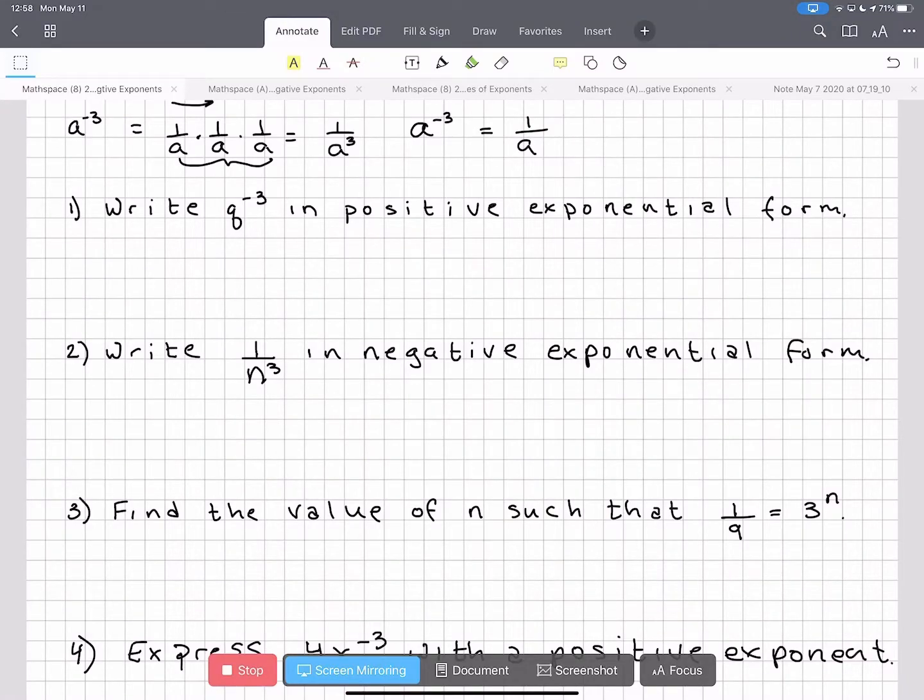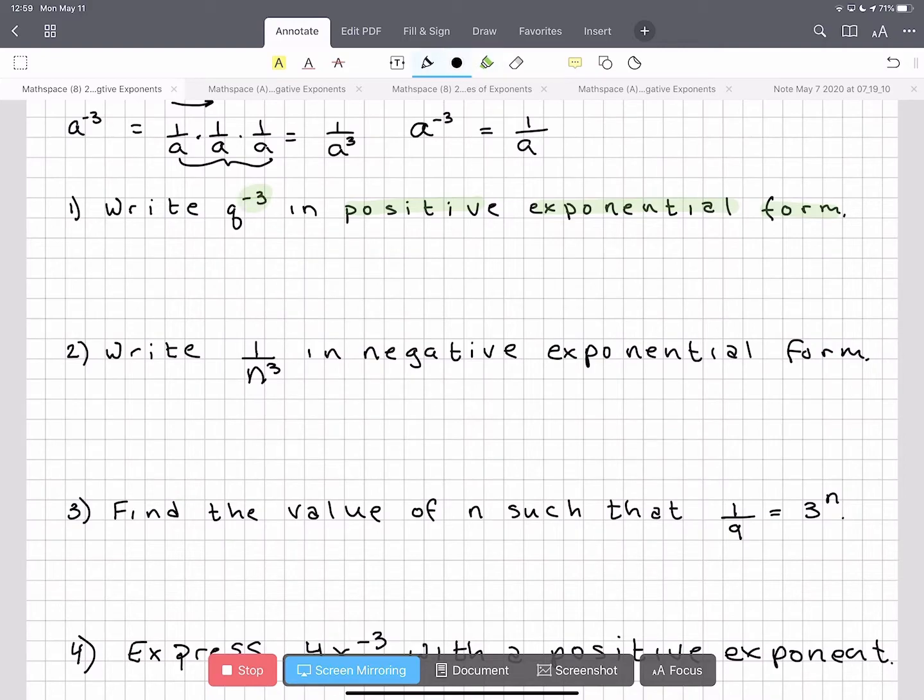So moving on, let's look at some examples now of what's in the assignment on Mathspace. The first type of problem we have here on the screen, number one, write q to the negative third in positive exponential form. So what that's asking us to do is we have a negative exponent here. We want to write this with a positive exponent.